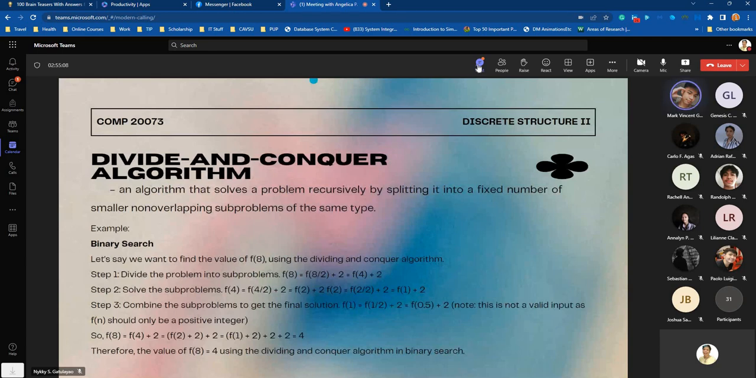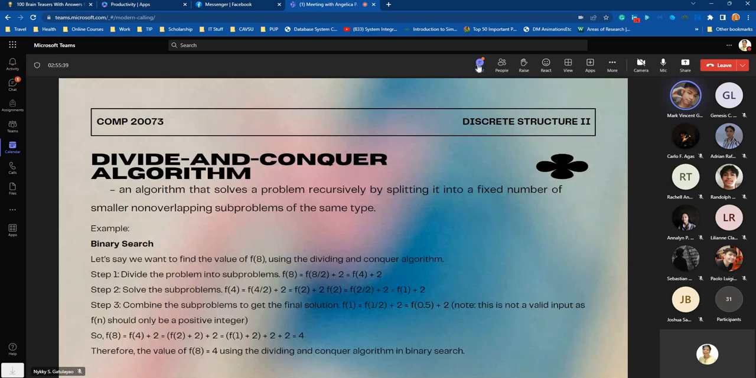The next thing that I will discuss is divide and conquer, an algorithm that solves a problem recursively by splitting it into a fixed number of smaller non-overlapping sub-problems of the same type. Here are two commonly used methods in programming for the divide and conquer algorithm. First is the divide and conquer algorithm for f of 8.